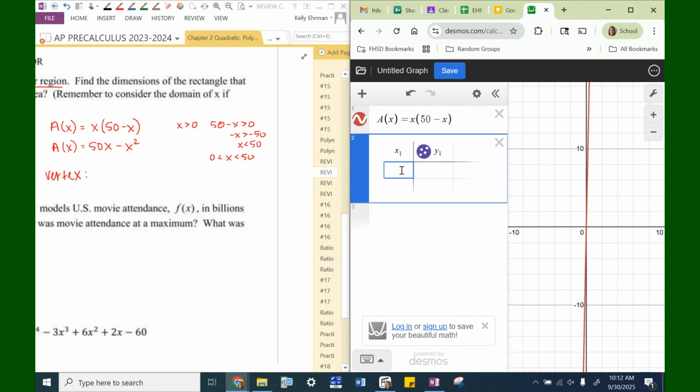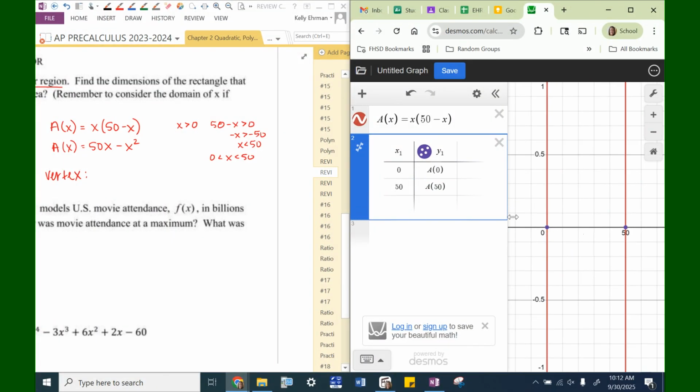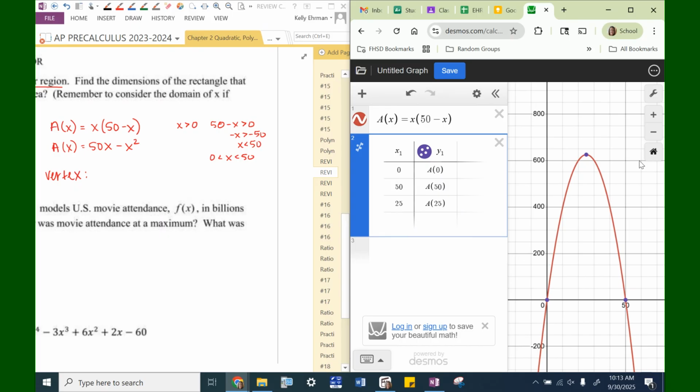You can always add a table. The domain goes from 0 to 50. And I want it to graph A of 0 and A of 50. Now, if I zoom fit right now, it will show me those two zeros, but again, the vertex is way up here. So the vertex is going to be halfway between these two zeros. But if you want to see it more clearly, put in a third point, which would be halfway or somewhere near the center if you can't quite figure out the center, and then zoom fit again, and there it is.